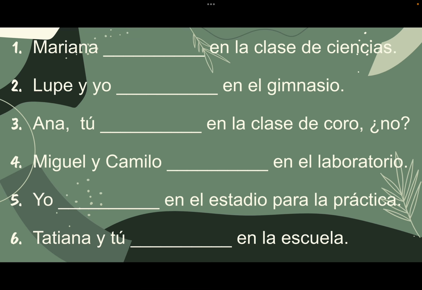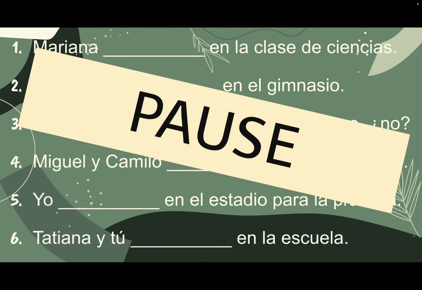Now let's practice. Fill in the blanks with the correct form of estar in the present tense. So if we're talking about Mariana, she's in the science class. We're going to have to take estar and conjugate that for her. Conjugating means just chop off the ending, put the correct ending, and we're doing present tense here. So like Mariana, we're going to say está en la clase de ciencias. Don't forget the accent mark. Go ahead and pause the video, figure this out on your own, and when you're done, unpause it and check your answers here with me.